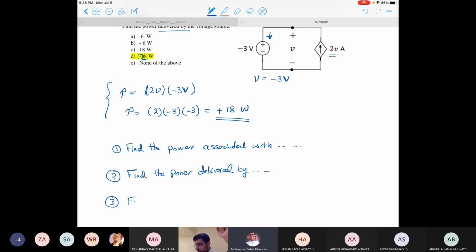The last way is find the power absorbed by. So I did my calculation and found that the power is negative, which means that the source or that element is actually generating power. So in this case, I would give you the value and a negative sign. The negative sign is telling you that your assumption is incorrect.